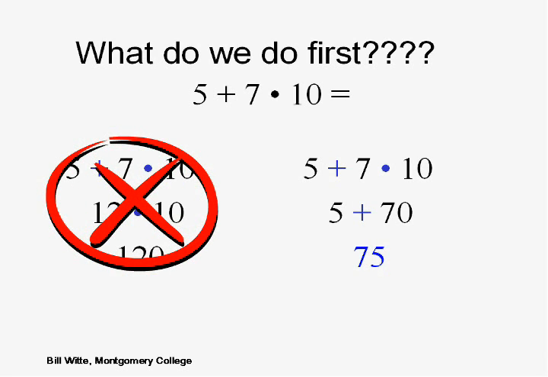But the order of operations tells you that you have to multiply, then add. So the answer to this question, you might be surprised, is 75. If you had put 120, you would be absolutely wrong.